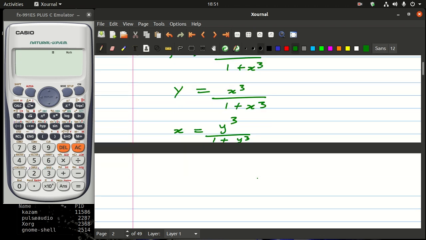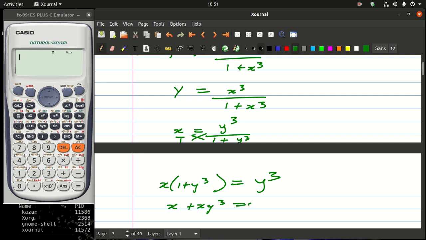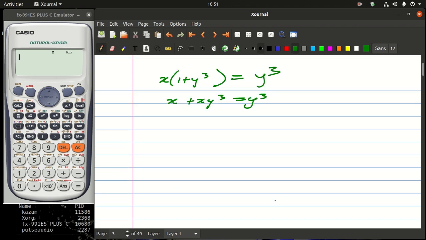Now that I have this, all I need to do is cross multiply. I will have x, and then I'll have 1 plus y cubed is equal to y cubed. Expand this, I will end up having x plus xy cubed is equal to y cubed. And then once we have this, I want to group things that have y together on one side and everything that doesn't have y on the other side. So I will end up having xy cubed minus y cubed is equal to minus x, because this one was positive. When it's jumping the equal sign, it becomes negative. This one was positive. When it's jumping the equal sign, it becomes negative.